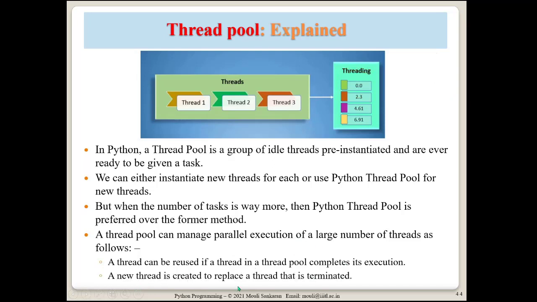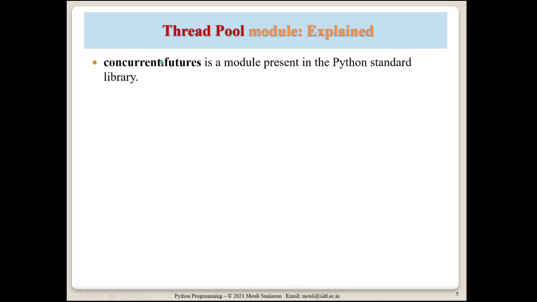A new thread is created to replace a thread that is terminated. When I say a thread is terminated, a new one is actually created inside. Don't think that you took a thread from the thread pool, it got killed, and now you lose a thread inside the pool. No, it will be replenished. In the background, it is done not by you, and then when you ask for it, it is available to you. That's the beauty of a thread pool. I hope this is clear to you.